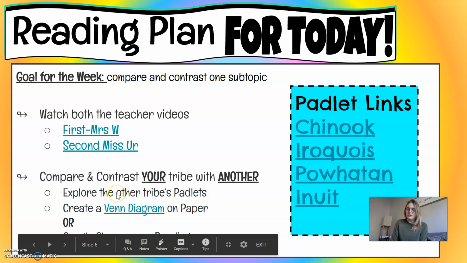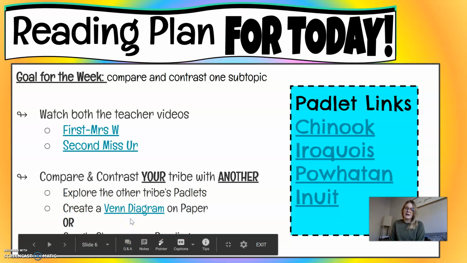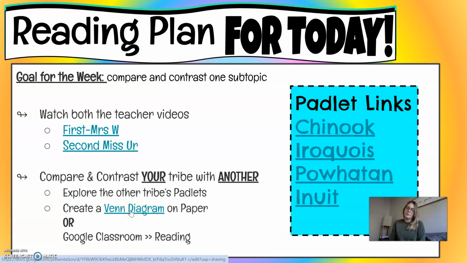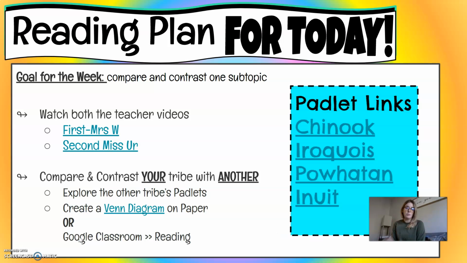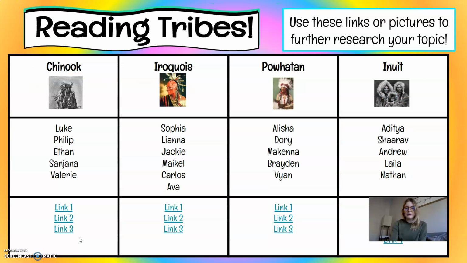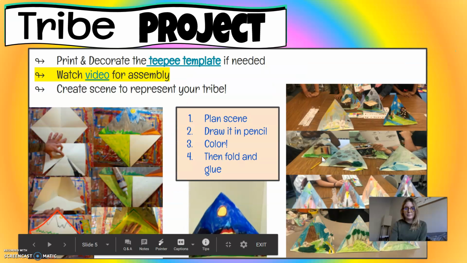You're going to explore the other tribes' Padlets, learn about the differences and similarities from that tribe and yours, and you're going to create a Venn diagram. Either you can click on this link here and print it right from the link, or go to Google Classroom where there is an online version that you can use and you can type in and you don't need to print or share with me because it's right there. Also, like always, the links to any articles are here as well.